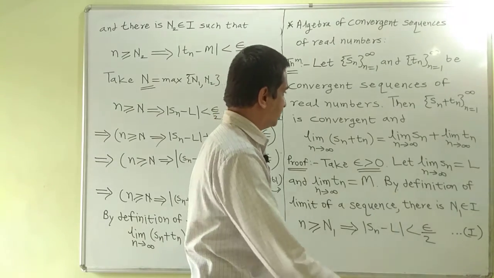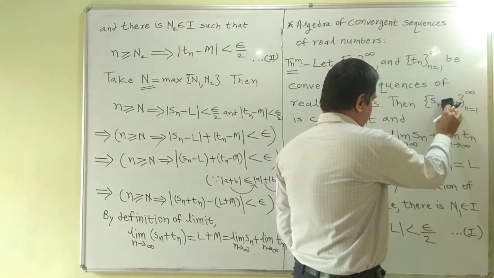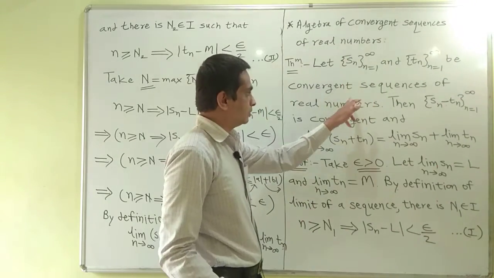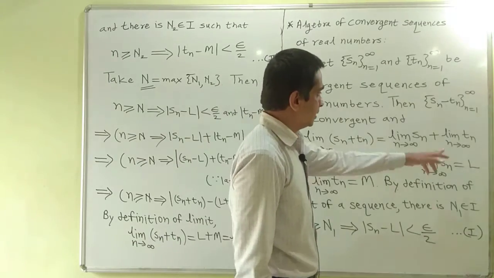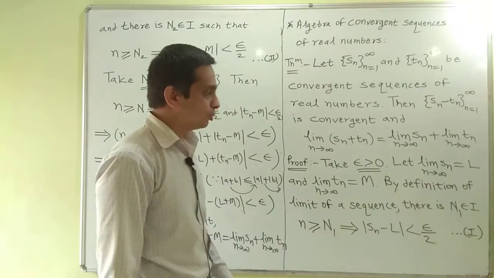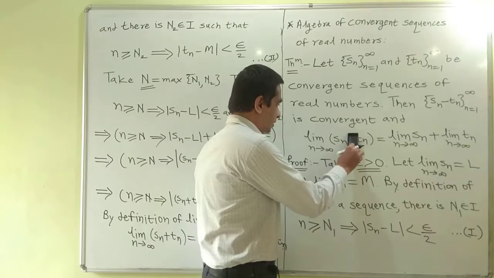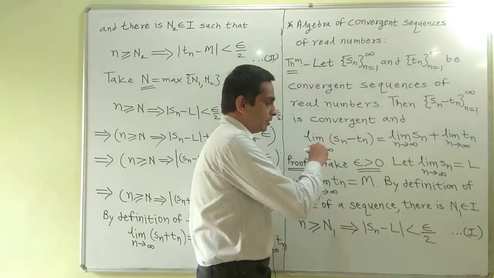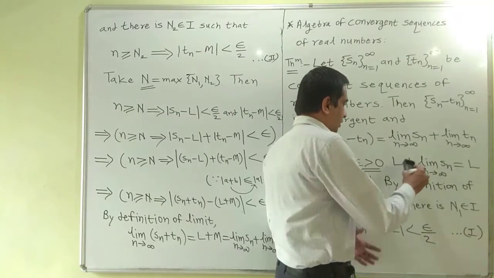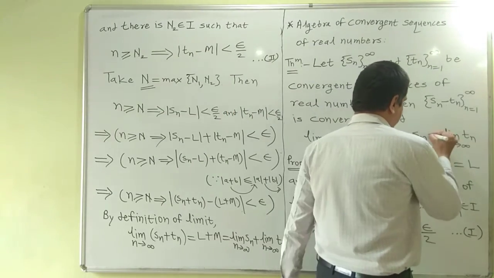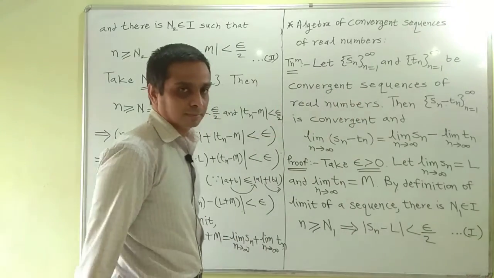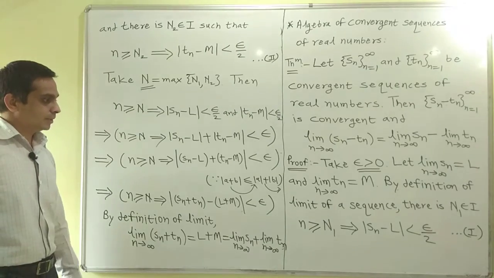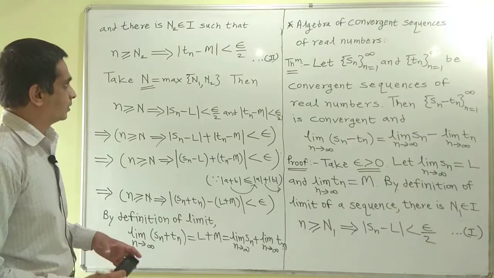There is exactly a similar result for the difference of two convergent sequences. The result goes like this. If Sn and Tn are convergent sequences of real numbers, then Sn minus Tn is also convergent, and further limit of difference is difference of limits, that is limit of Sn minus Tn equals limit Sn minus limit Tn. Okay, so the proof is almost similar except for this fact.